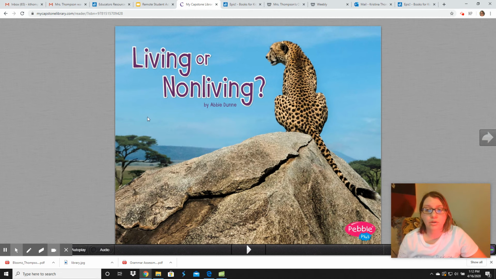I want you to look at the front cover of this book we're about to read. This is called a cheetah. This is a cheetah right here. And he's sitting on a rock. And there's some trees. I want you to look at the front cover. Tell me something on this front cover that is living. Tell me what's alive on this page.